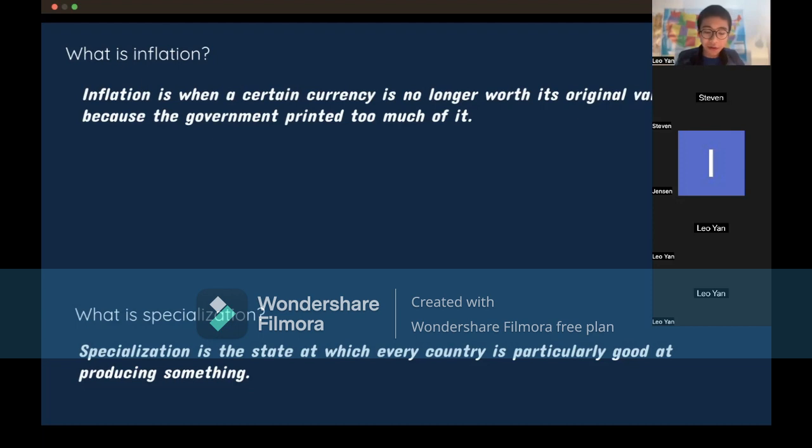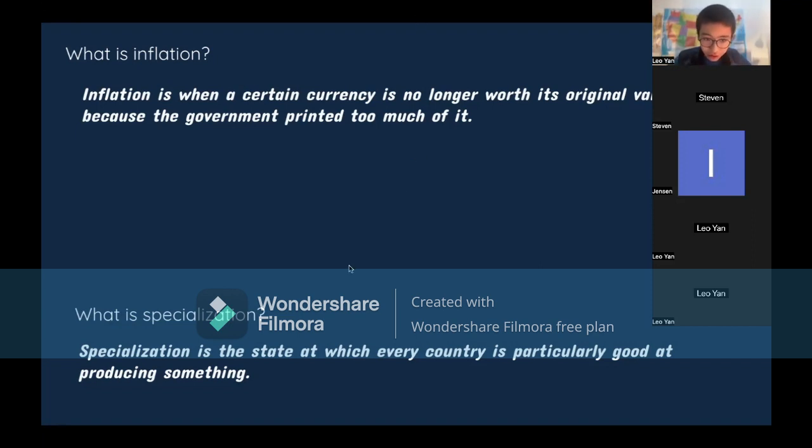So one day, if our currency, our USD, became paper, basically, you can walk anywhere and just get USDs, then USD will not be worth that much anymore. And that will be inflation. The key reason is because the government prints too much money.